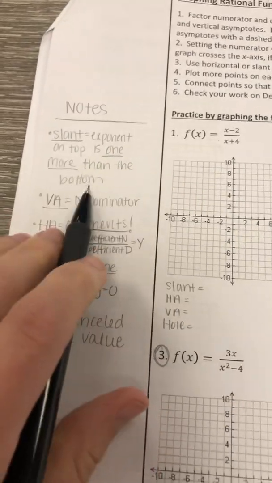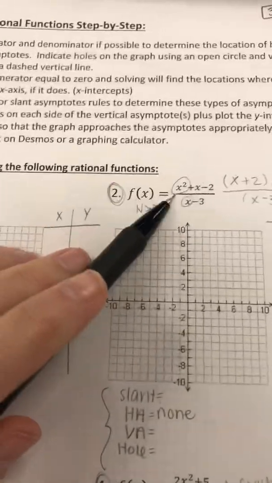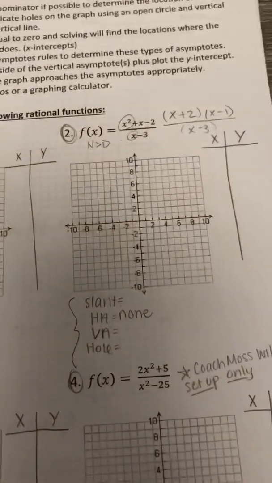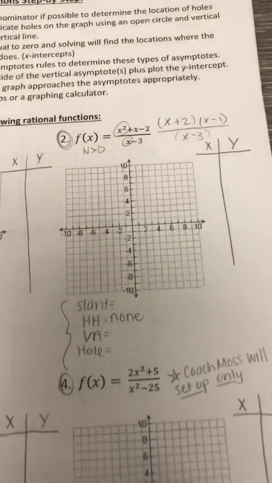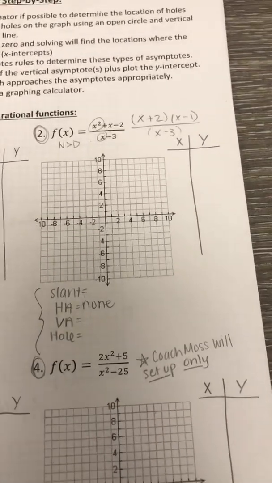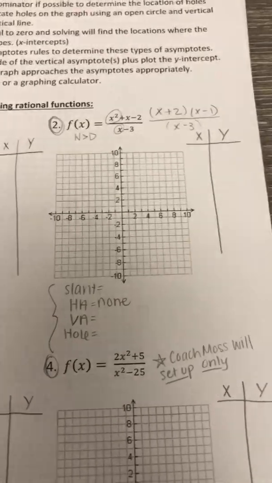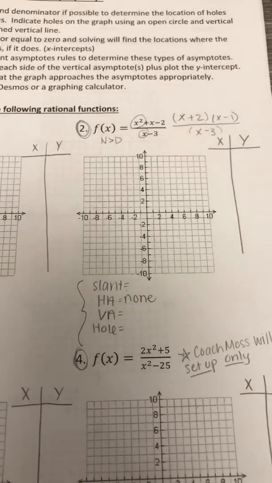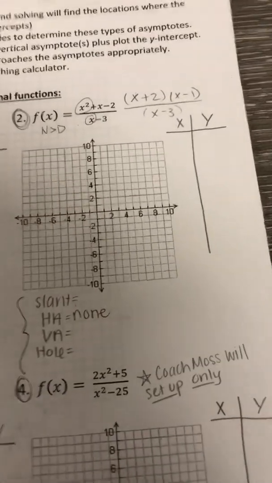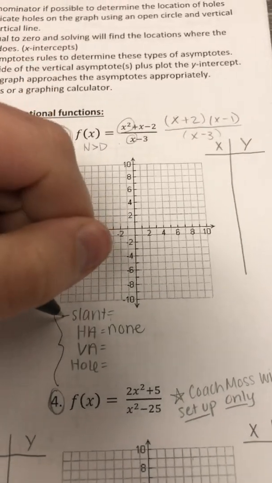However, when it comes to the slant, if the exponent on top is 1 more than the bottom, we have 2 over 1, then there is a slant asymptote. And to find that, we have to do long division. So we will do that in just a minute. But I'm going to actually keep looking real quick and just make sure we have everything else.